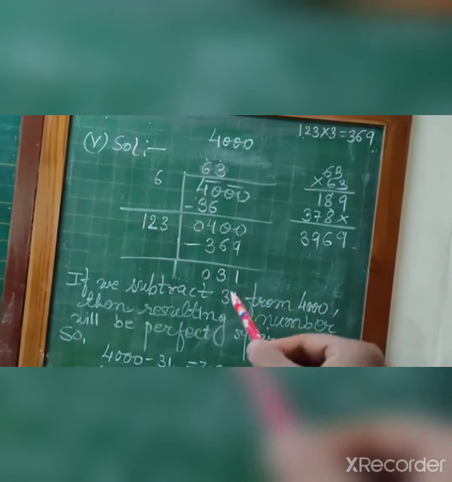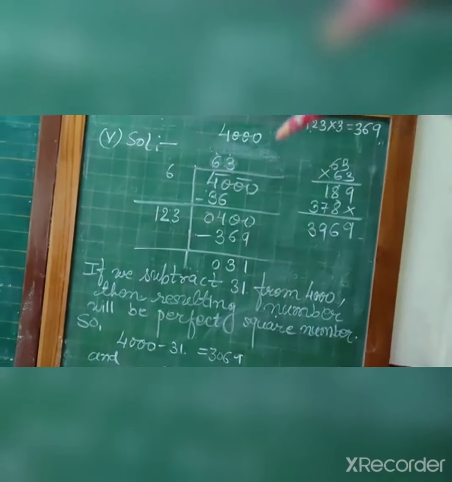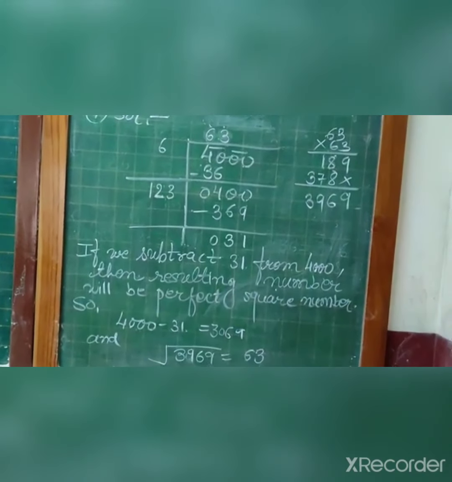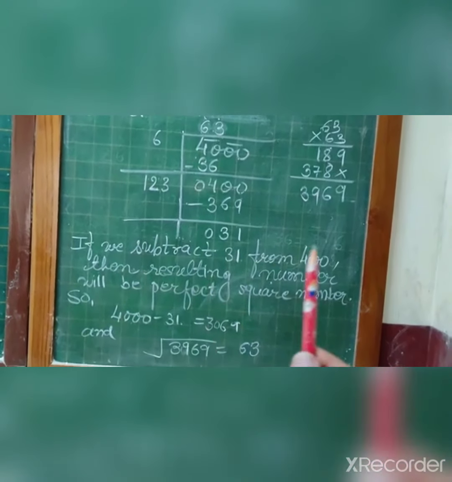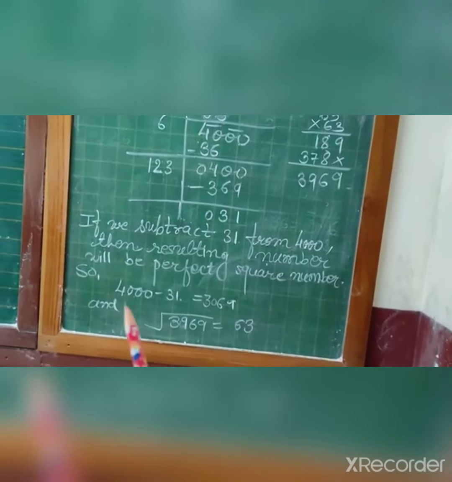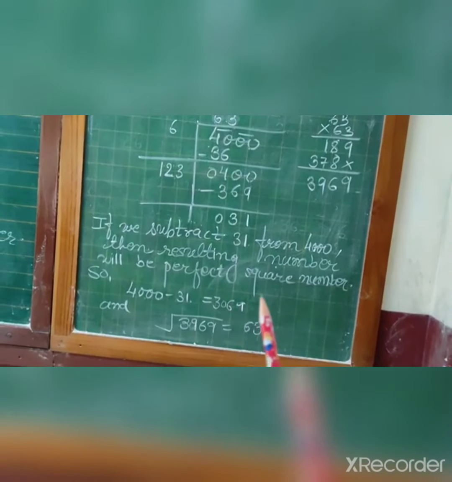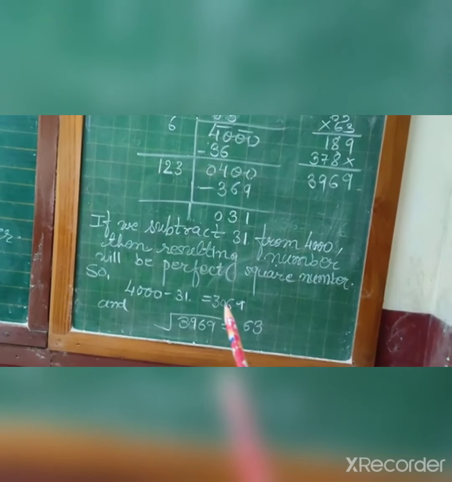That 31, if you subtract it from the given number, that means from 4000, whatever difference you get will be the perfect square. So if we subtract 31 from 4000, then the resulting number will be a perfect square number. So 4000 minus 31 is equal to 3969. Make correction here, children.